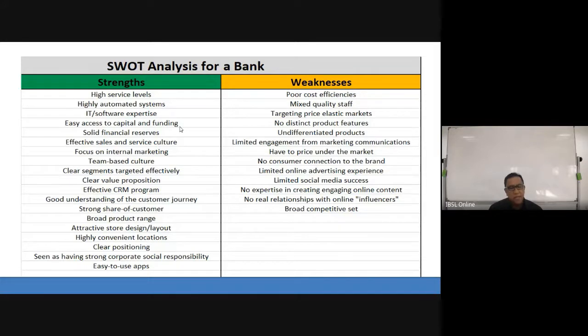Then you can really be competitive because your lending can be done at low rates to attract more and more customers, even from other banks that have a high cost of funds. Solid financial reserves. Same. Effective sales and service culture. Focus on internal marketing. Yes, you have a very good relationship with your internal employees.